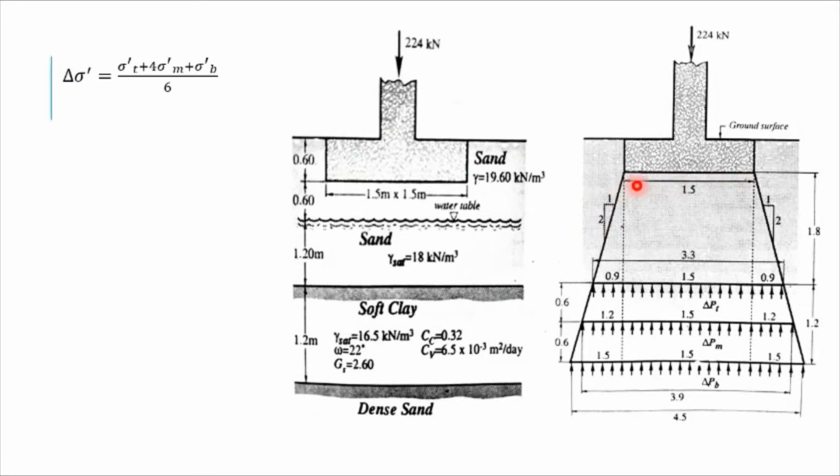So, sabi dun sa problem, 1.5 meter by 1.5 meter daw yung ating footing. So, if it's 1.5, habang nababa siya, this will still be 1.5, diba, yung gitna, 1.5. Pero habang nababa, diba, from this bottom of the footing, if this is 1.8, 1.8 yan, from the bottom of the footing, 0.6 plus 1.2. Ito yung top ng footing natin, di ba? I mean, top ng clay layer.